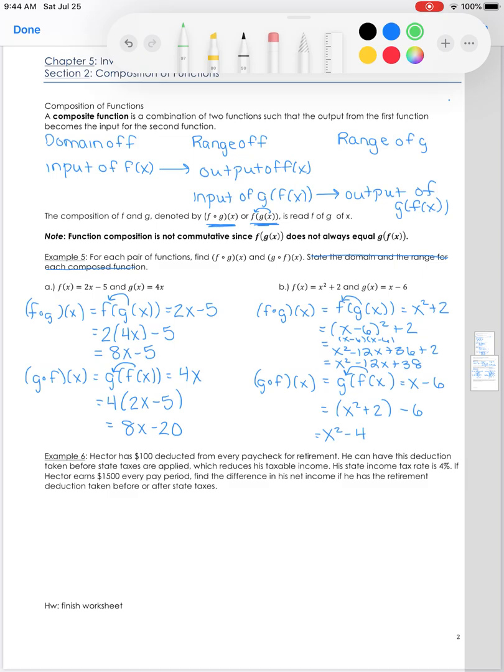And then when I simplify, I get x squared minus 4. Now, another type of thing that's incorporated with this is definitely word problems. So this is just one instance down below.